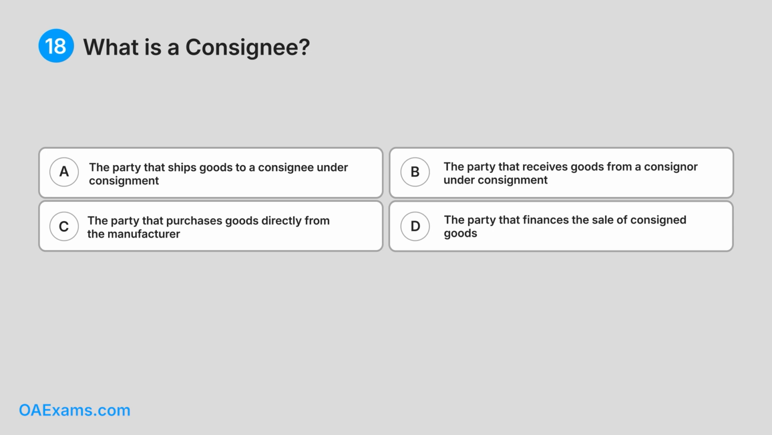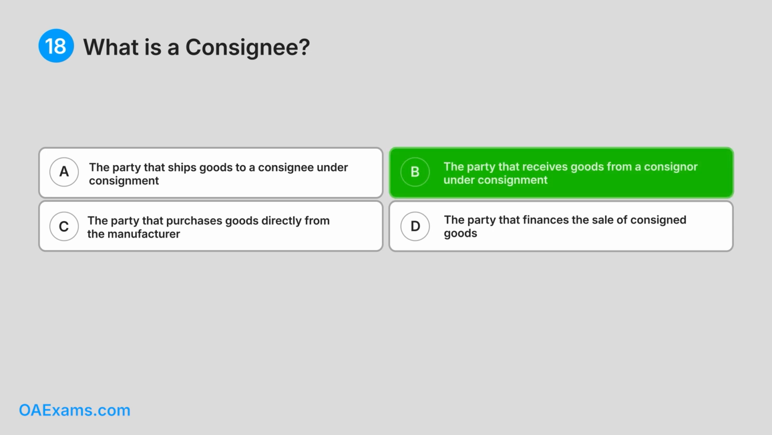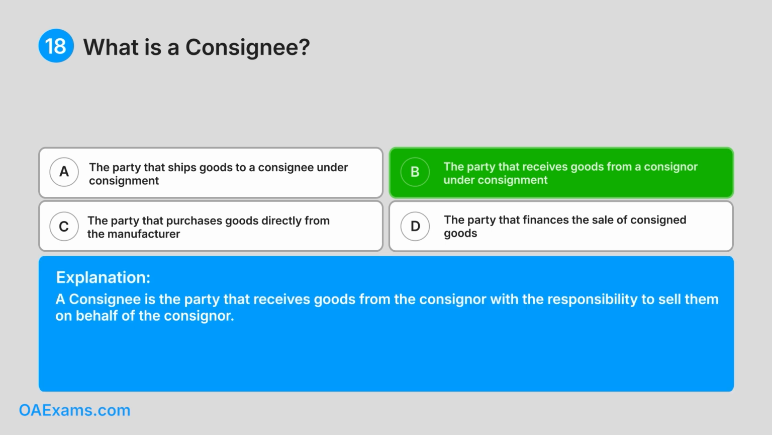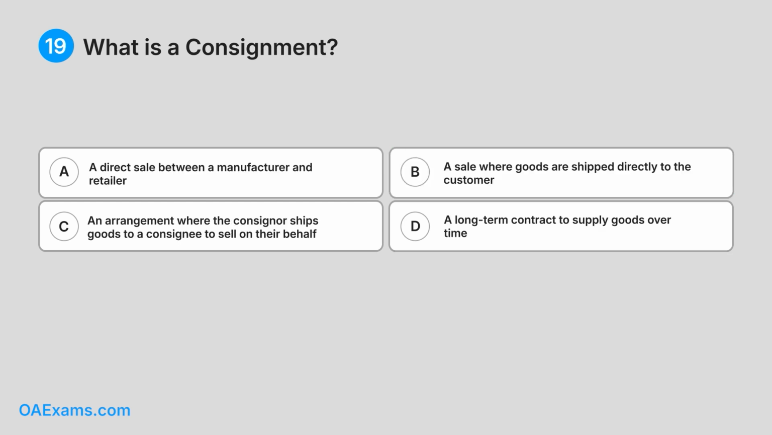Correct answer. B. The party that receives goods from a consignor under consignment. Explanation. A consignee is the party that receives goods from the consignor with the responsibility to sell them on behalf of the consignor.